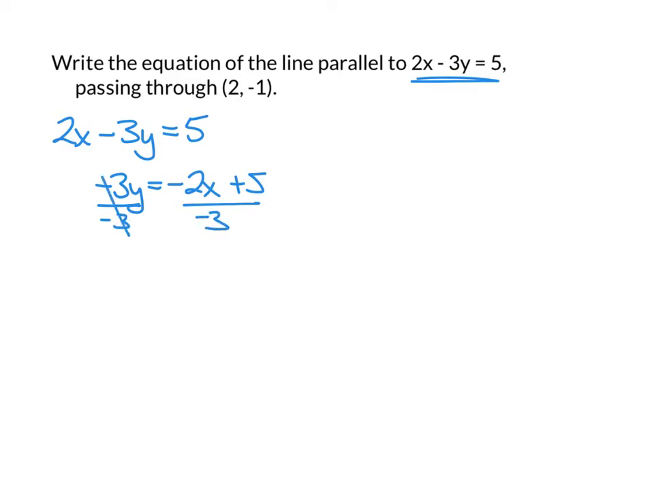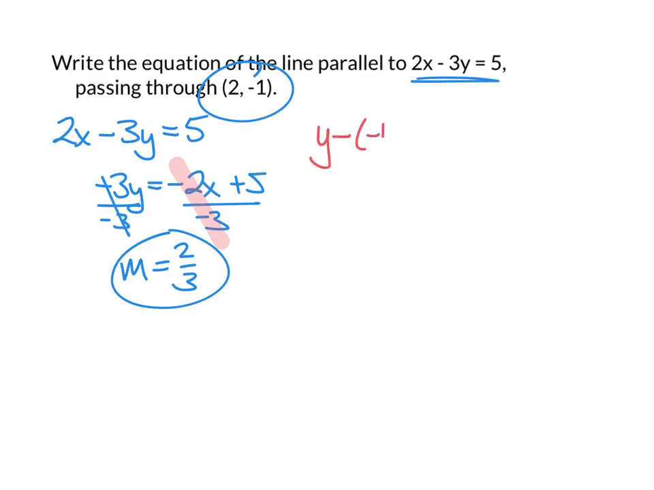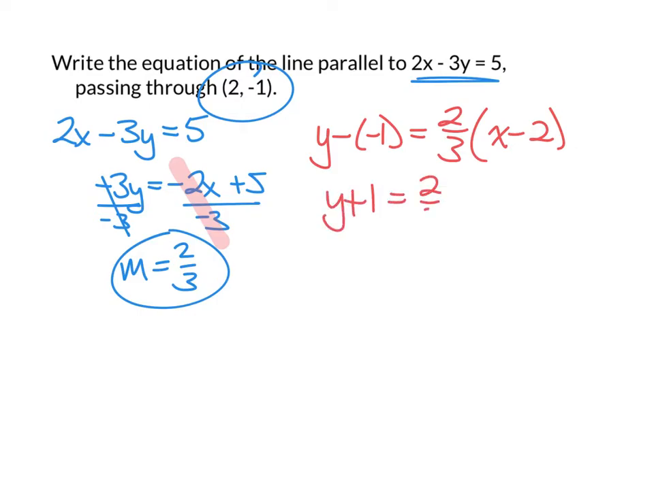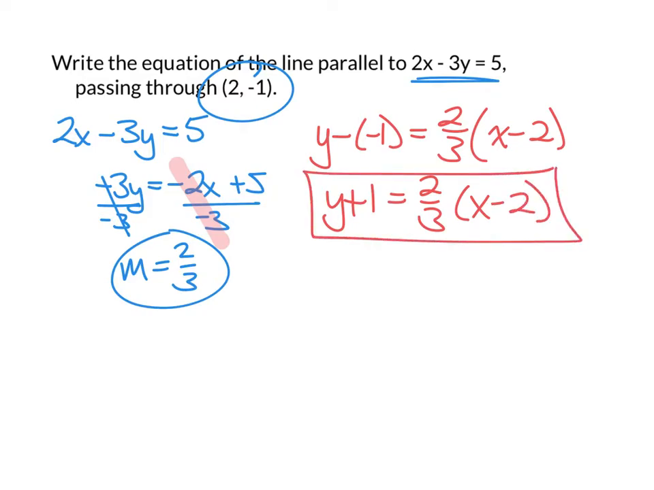Who cares about simplifying it? Because we can see right here is where our slope is, 2/3. So now that I know that my slope is 2/3, and we have this point, that's everything we need to write the equation of the line. y minus the y-coordinate is equal to slope times x minus the x-coordinate. Simplify that minus a -1 and we're finished. And of course, you can leave your answer in point-slope form. That would be great, actually.